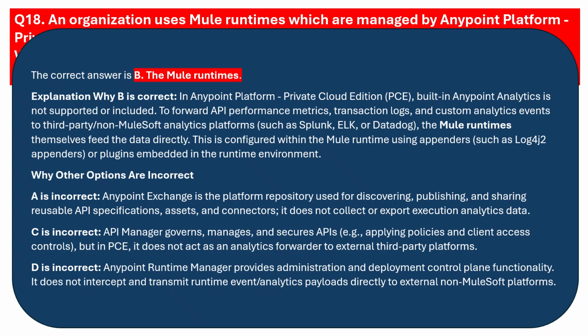To forward API performance metrics, transaction logs, and custom analytics events to third-party/non-MuleSoft analytics platforms, such as Splunk, ELK, or Datadog, the Mule runtimes themselves feed the data directly. This is configured within the Mule runtime using appenders, such as log4j2 appenders, or plugins embedded in the runtime environment.